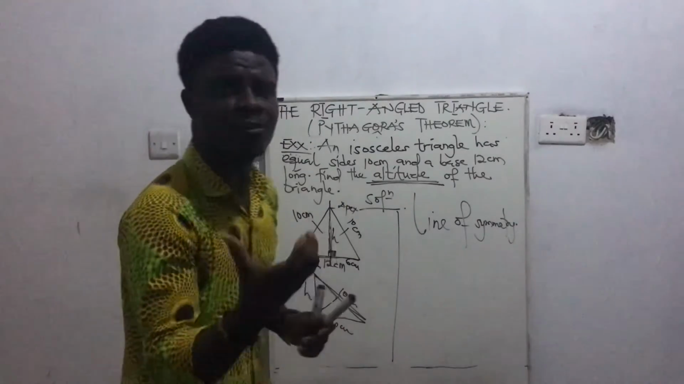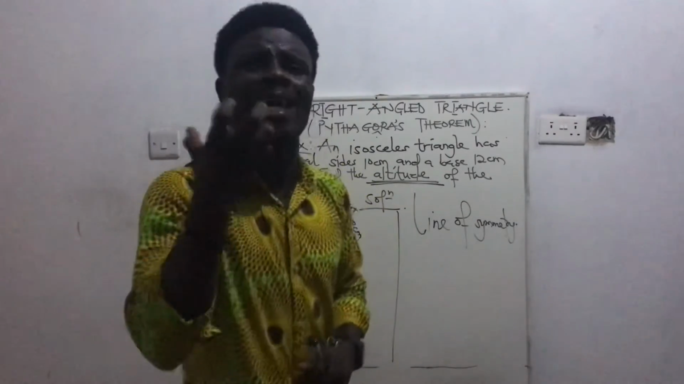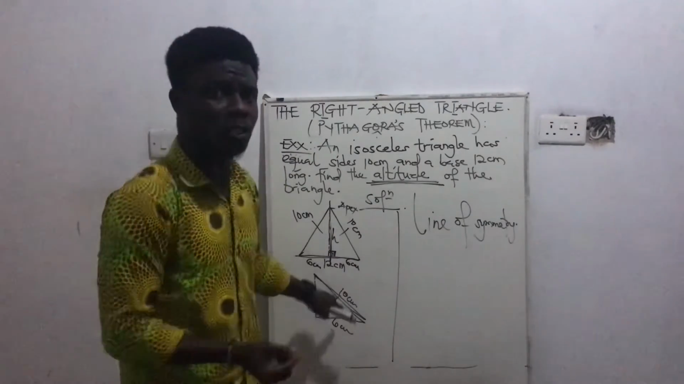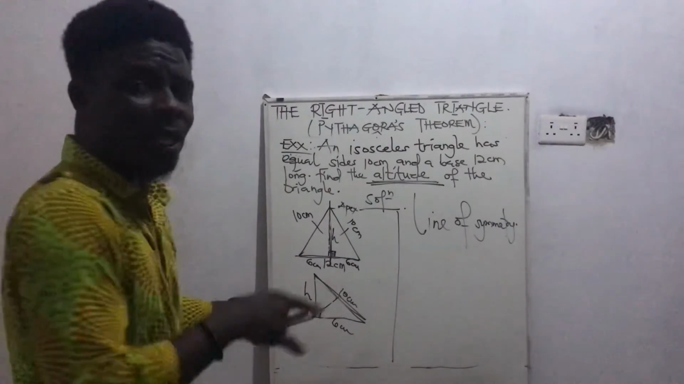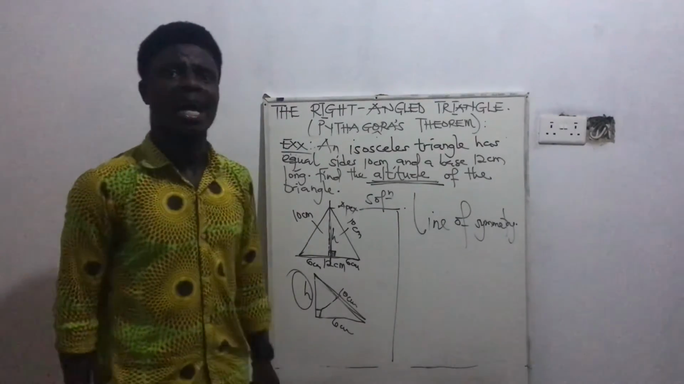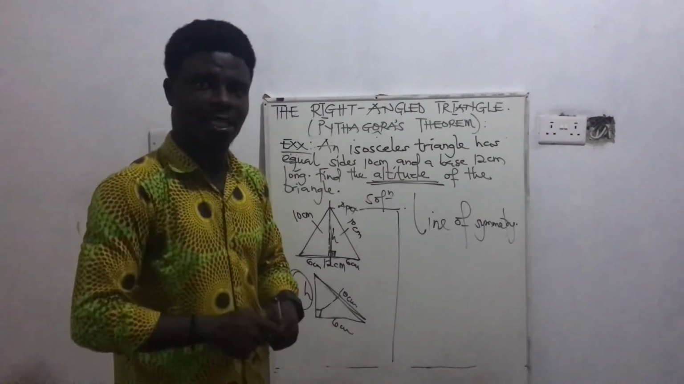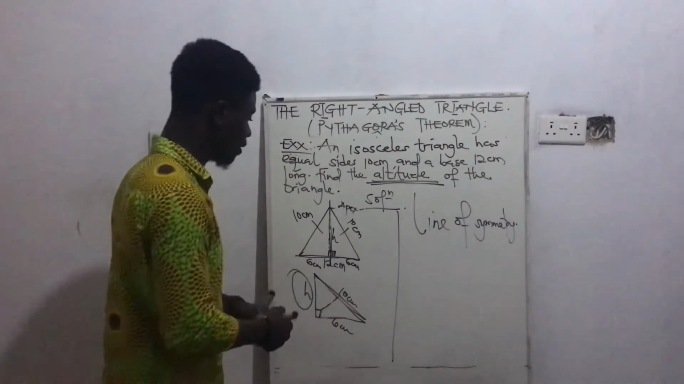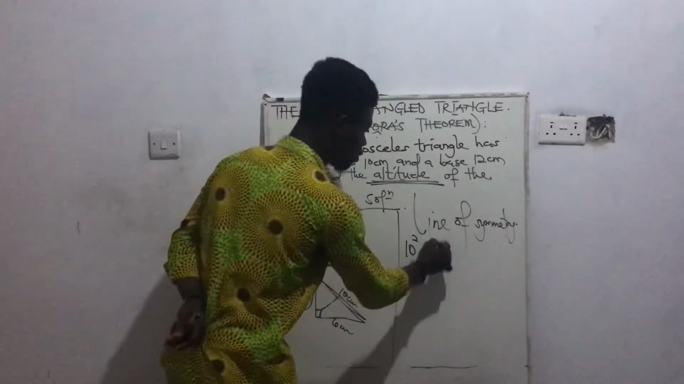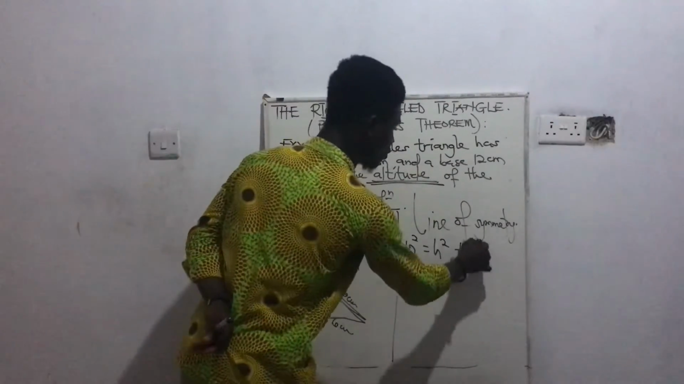Now, how do we solve for a right angle triangle? Don't forget that Pythagoras' theorem states that the square on the hypotenuse equals the sum of the squares on the other two sides. We are about to use Pythagoras' theorem to find the value of H. So the square on this hypotenuse: 10 squared equals a squared plus c squared.